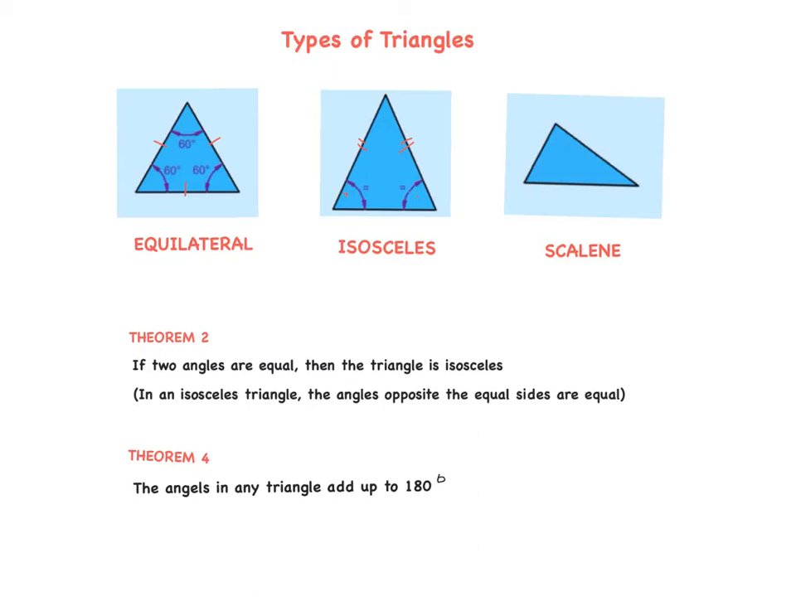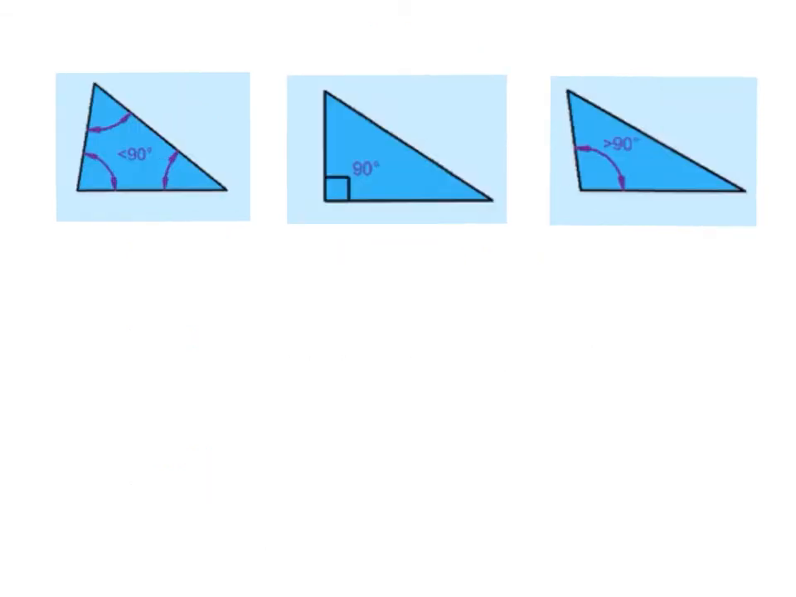180 degrees. And we're going to prove it in the next class. So don't worry about it, just bear it in mind, okay? And triangles can also have names that tell you what type of angle is inside. And here we go, 3 types. So first one, as you can see, all the angles are less than 90. So that's why this triangle is named acute triangle or acute angled triangle.